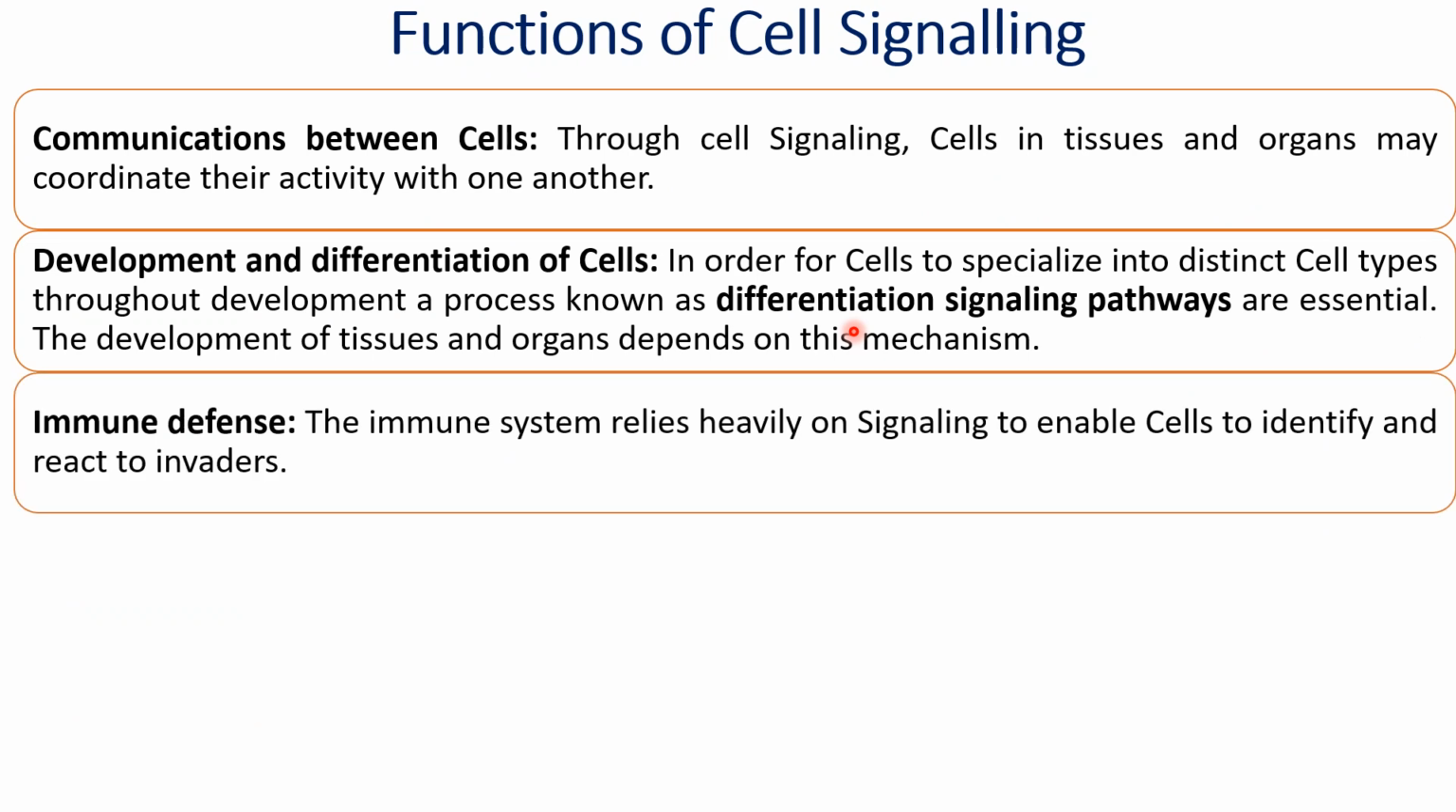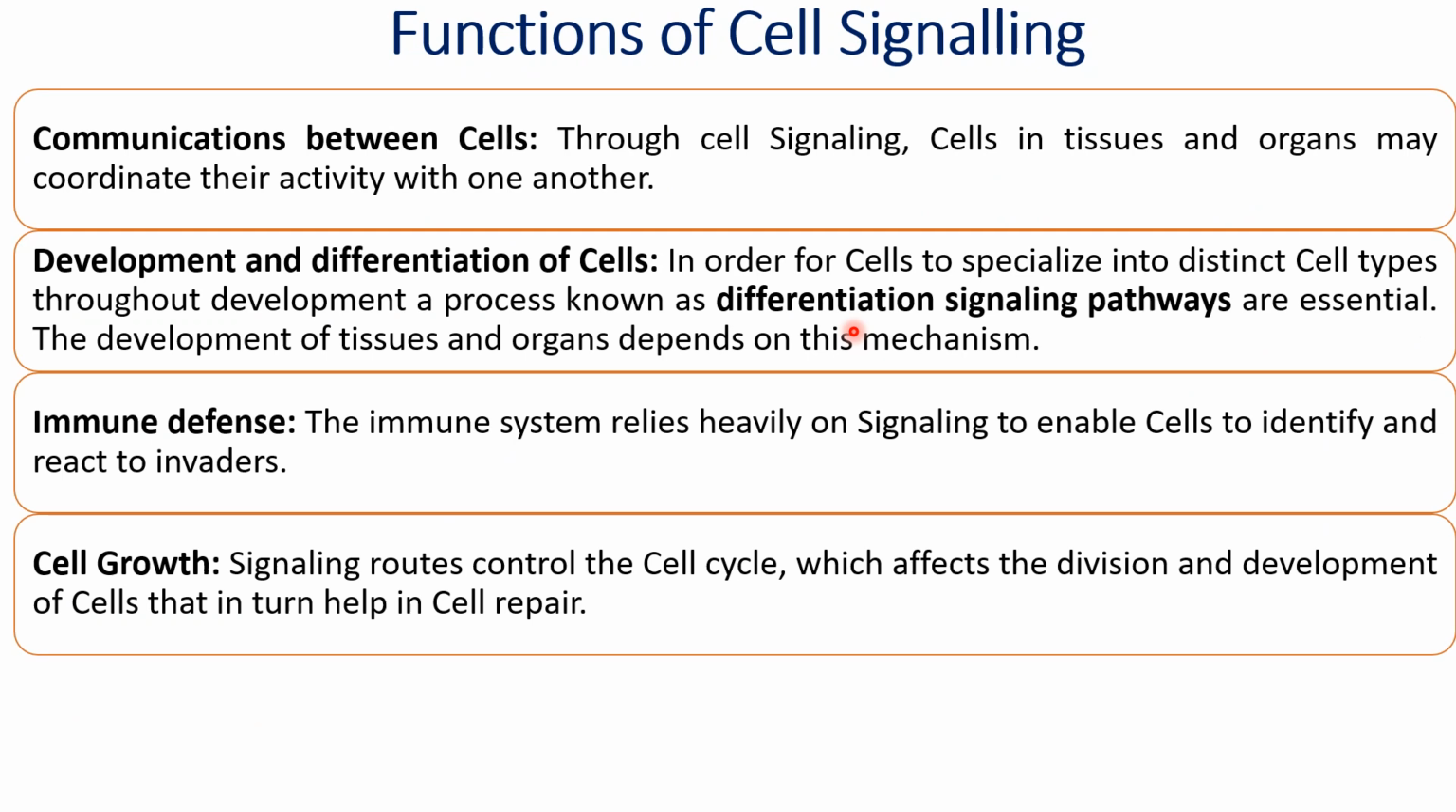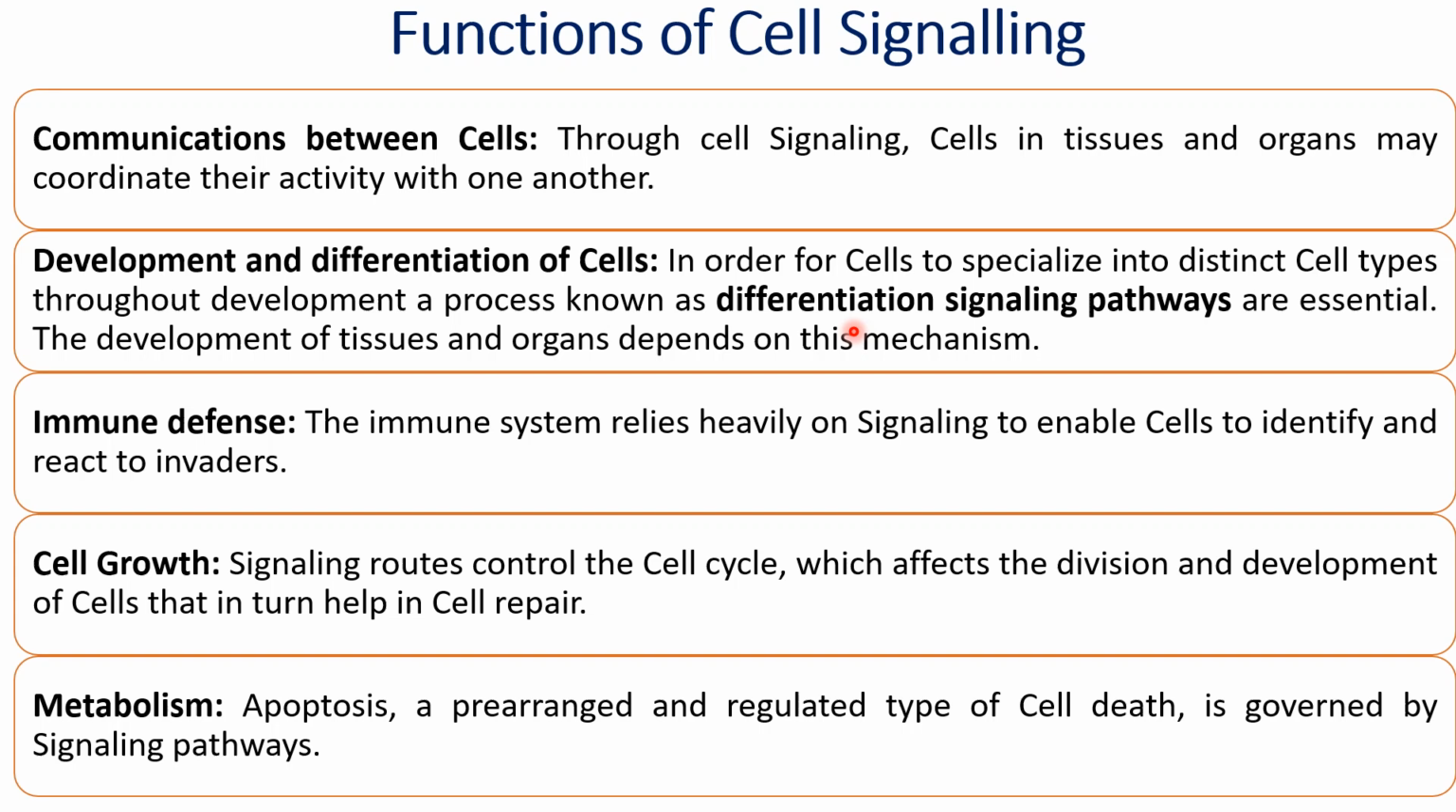Then immune defenses. Many signaling molecules work for the immune system, so they activate the immune system or its responses. The immune system normally relies on these signaling molecules, especially cytokines and chemokines. Then cell growth: signaling routes control the cell cycle through different proteins and protein associated factors, and also the cell repair processes. And last are metabolic processes, metabolism, apoptosis, which is programmed cell death, or necrosis, which is normally governed through the signaling process.